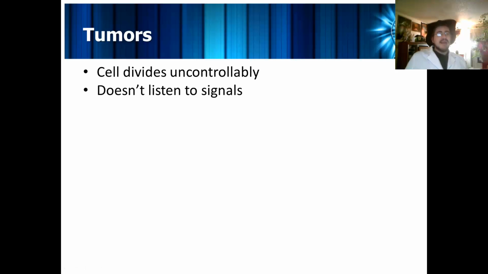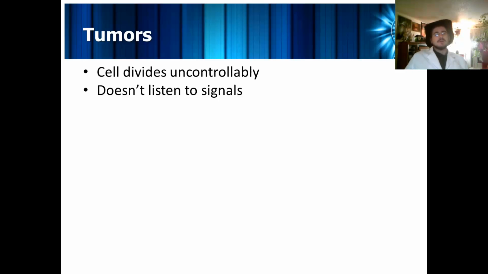So, if it's not listening to the stop signal, it's just going to continually undergo mitosis over and over and over again. And that's why a tumor is a mass of tissues. You have a single cell that goes rogue, and it divides into two cells that are identical, so they're both going rogue, and they become 4, 8, 16, 32, 64, 128, 256, 512, 1024, 2048, 4096, and so on. So, tumors can get out of control pretty quick.